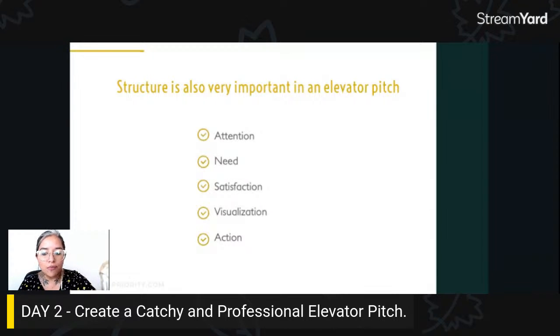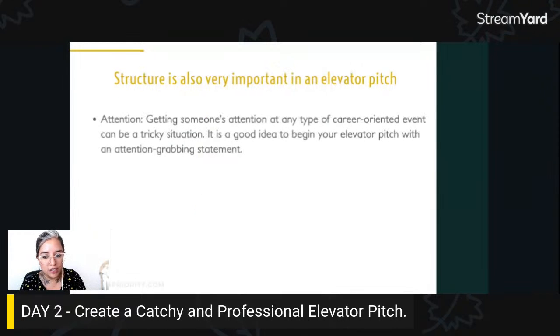So that's regarding the influence. Okay, now what about the structure? When you're creating the elevator pitch or any short professional bio or the "tell me about yourself" question, we have to structure it in a really persuasive way. So we have to call the person's attention, then needs, satisfaction, visualization, and action. I mean, we have to develop all these stages.